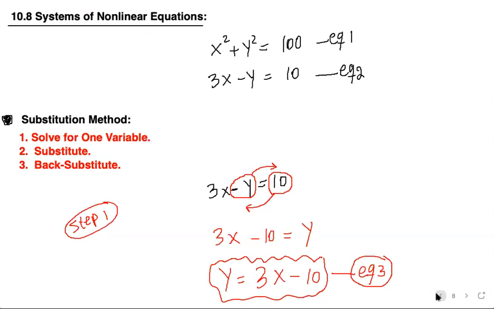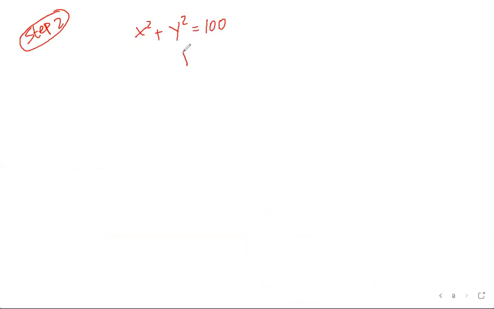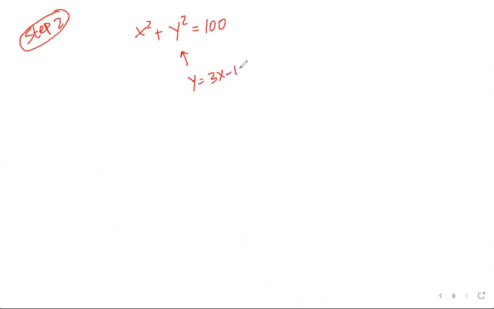So I get x squared plus y squared equal 100, and the equation y equal 3x minus 10. So here I'm going to plug y equal 3x minus 10. So I get now x squared plus (3x minus 10), everything squared, equal 100.